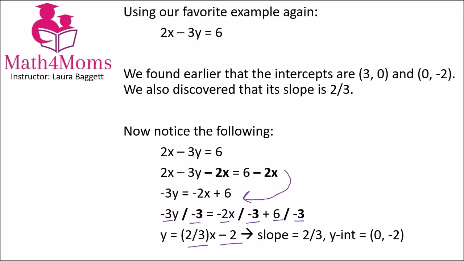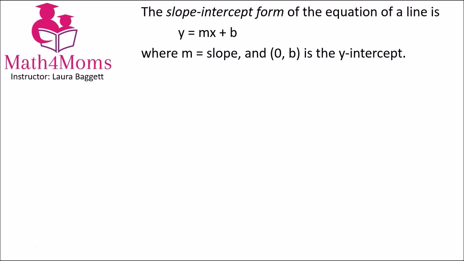Now notice right there we can read off the slope of 2/3 that we found. And remember our graph crossed the y-axis at the point (0, negative 2). Its y-intercept, that negative 2, that minus 2 on the end, corresponds to the point where our graph crosses the y-axis. That is not a coincidence or an accident. This is the slope-intercept form of the equation of a line.